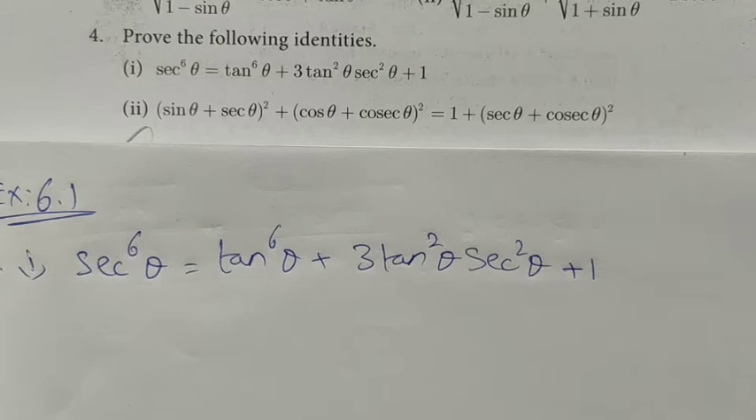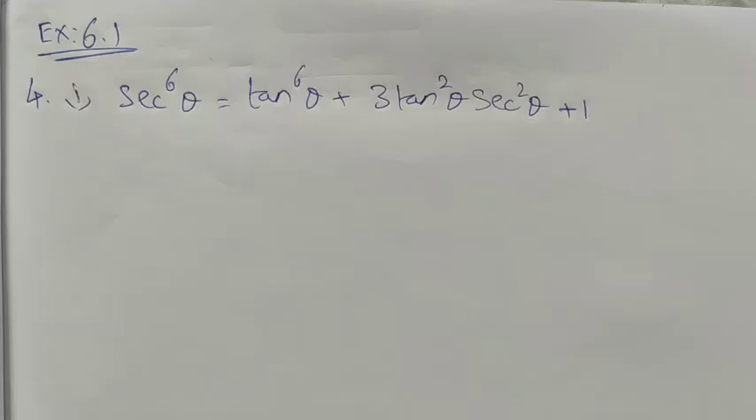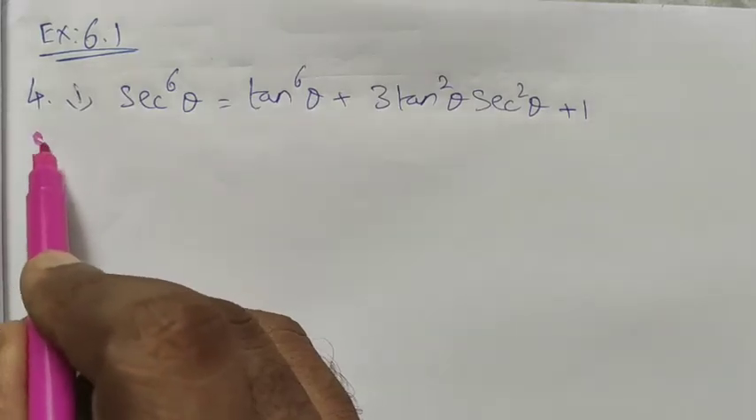Then the second Roman number is given as (sin theta plus secant theta) whole square plus (cos theta plus cosecant theta) whole square is equal to 1 plus (secant theta plus cosecant theta) whole square. We have to prove the terms, right? See here, I am going to take the LHS side for the solution.